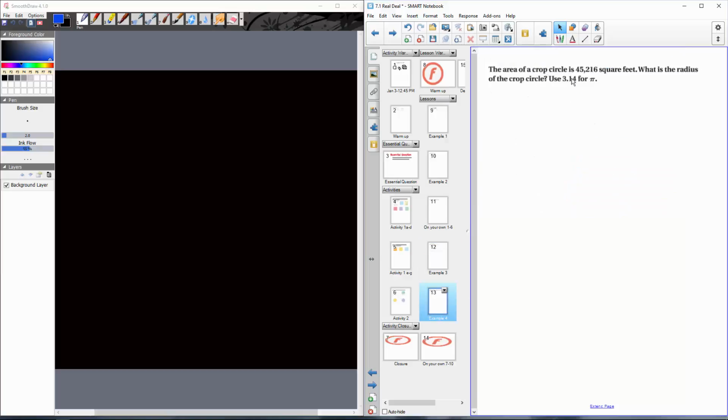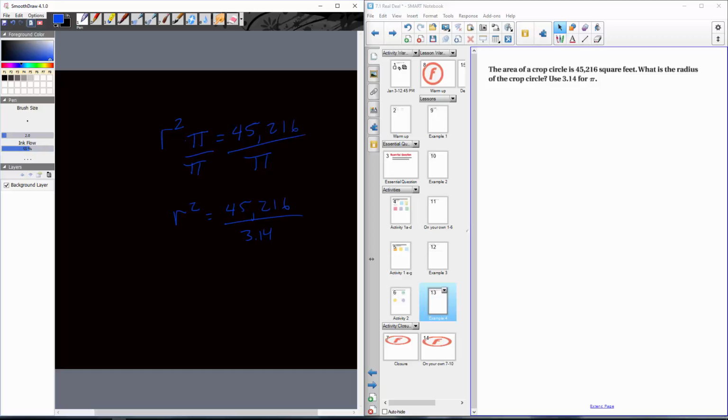This one here says the area of a crop circle is 45,216 feet. So we know that the area again is radius squared times pi. In this case, we'll say it is equal to 45,216. And it says, what is the radius? And use 3.14 for pi. So that means that if I divide by pi here, and divide this by pi, I have r squared equals 45,216 divided by 3.14. And they said use 3.14 for pi.